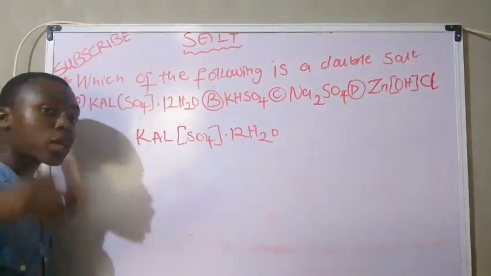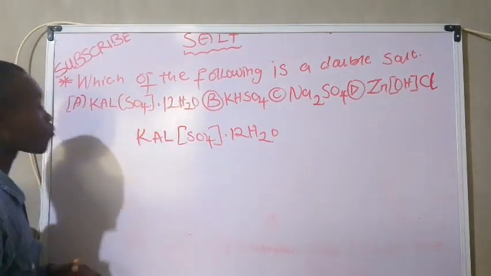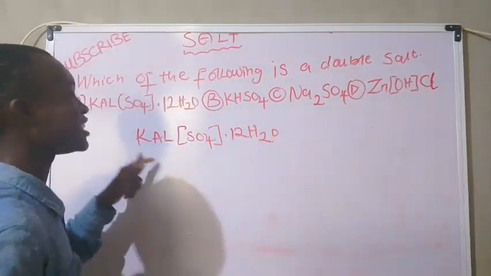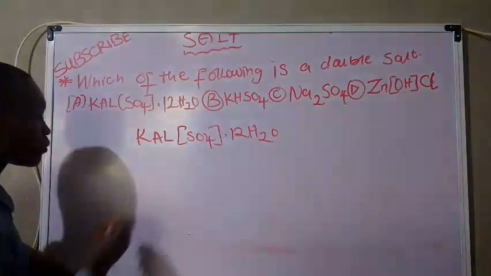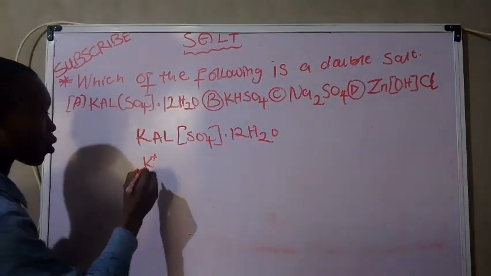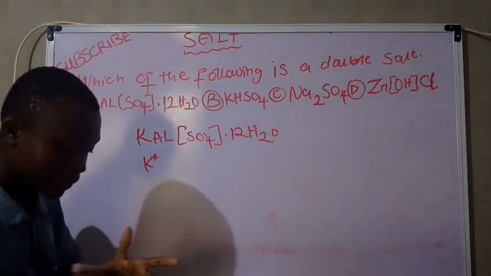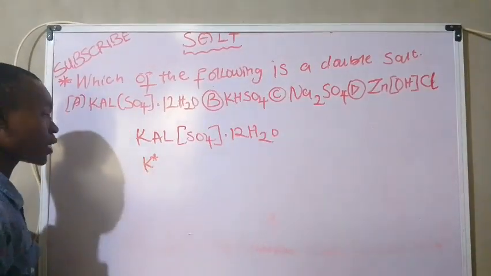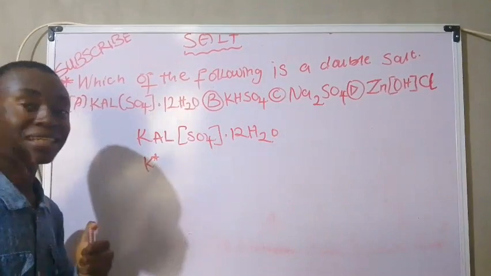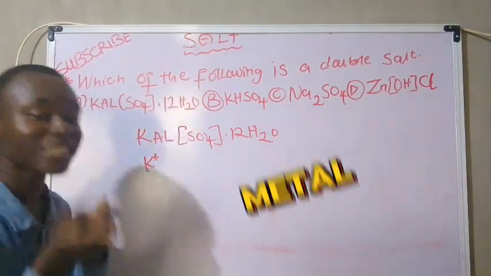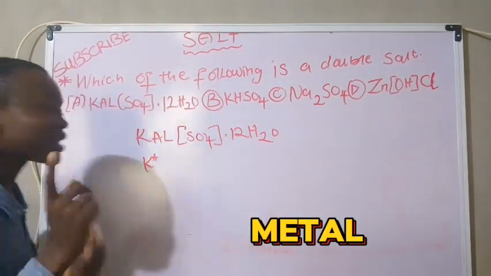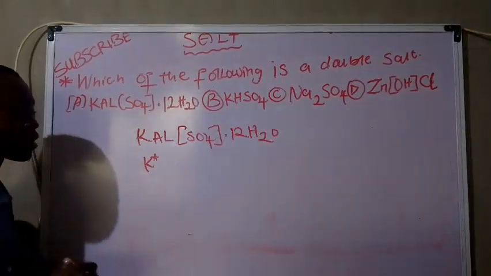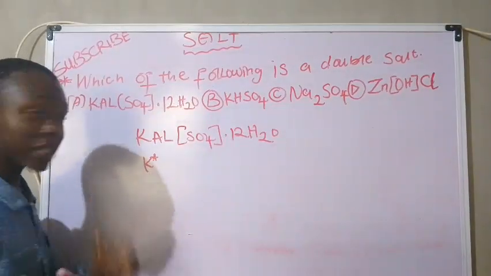Now watch closely. When this particular compound dissociates, it is going to give me potassium plus, because potassium is indicating a plus sign, a positive sign. And potassium is regarded to be a metal. That should be noted. Now why did I know that potassium is a metal?